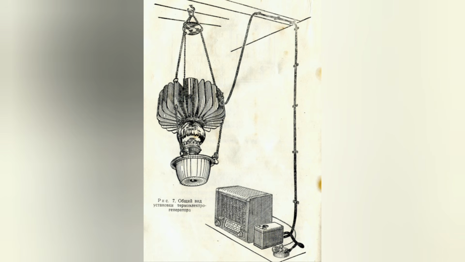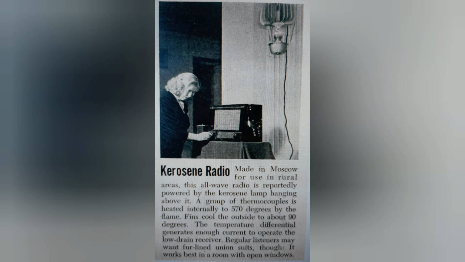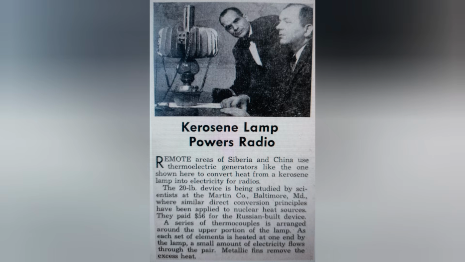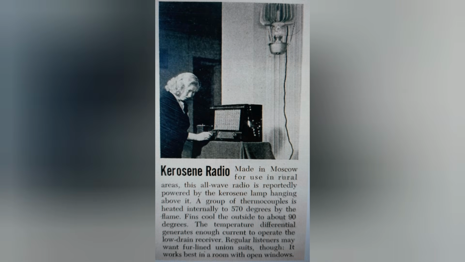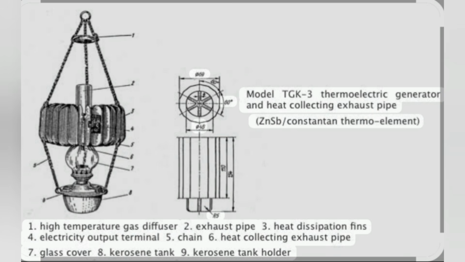Produced in the USSR in the late 50s, before rural electrification, it was designed to power a radio receiver with electricity using the heat of a kerosene lamp. This allowed even the most remote villages to let Soviet residents know what their leader had to say and therefore what to think about a given topic.